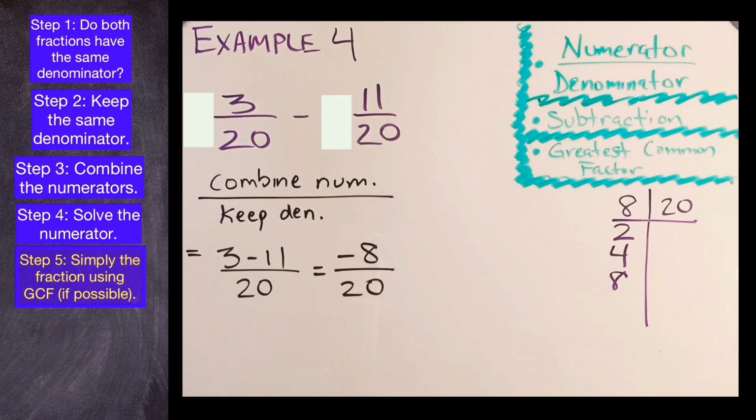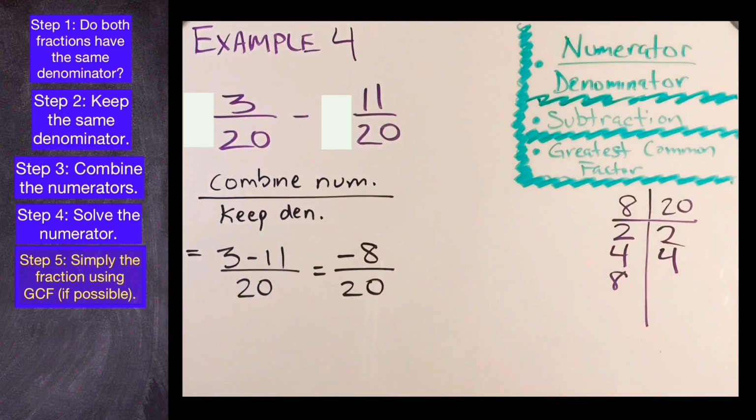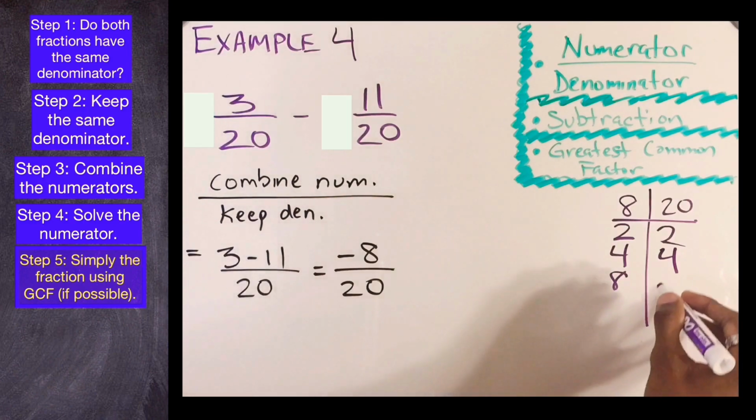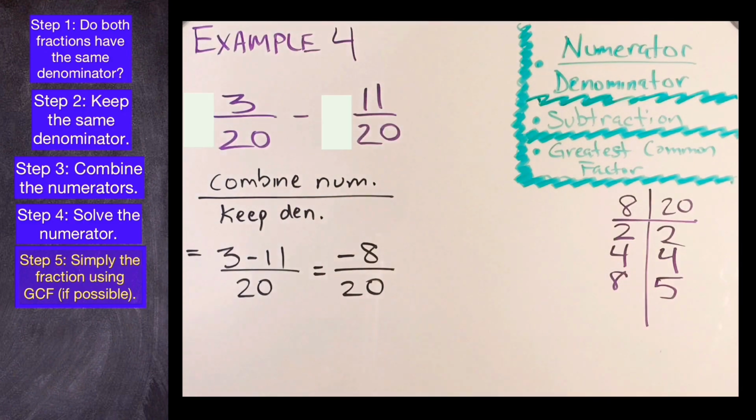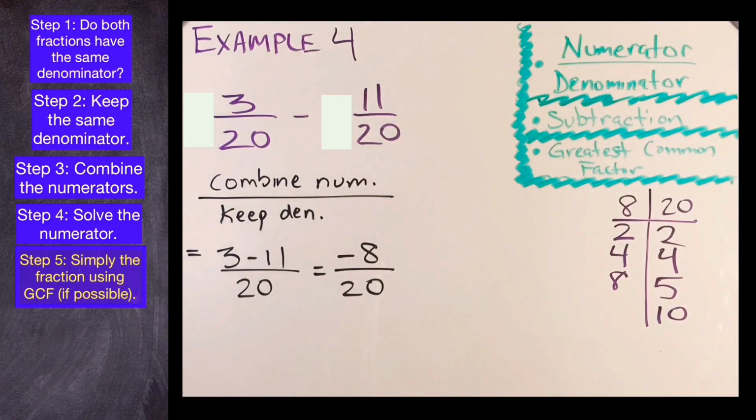That's it. Now let's look at the side that says 20. And we're going to write down all the numbers that can be divided into 20 evenly. All of these factors of 20. So we have a 2. And we also have a 4. Because 20 divided by 4 is 5. So we also have a 5. And then we have a 10. And we also have a 20.